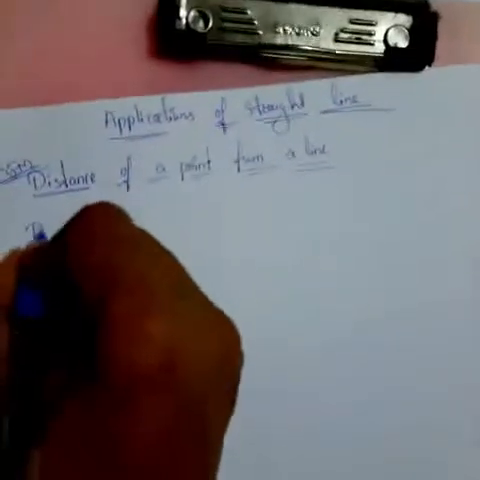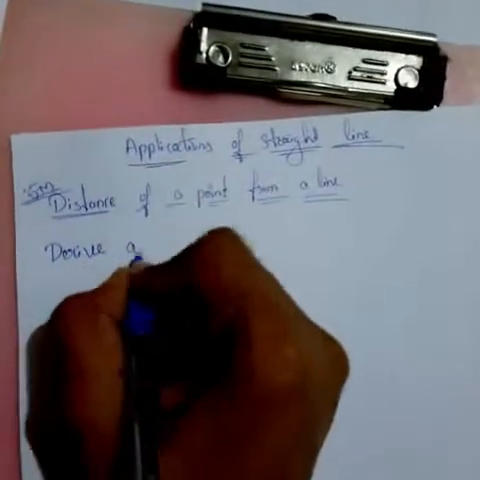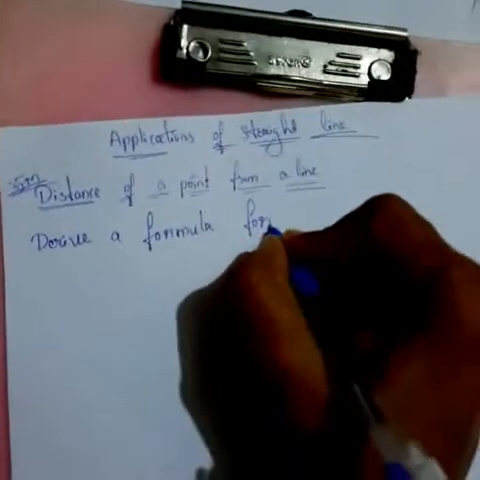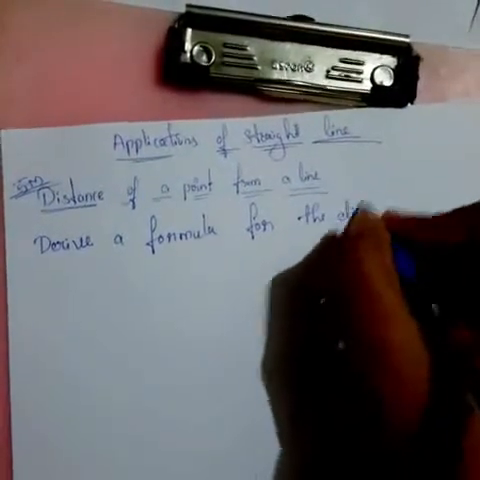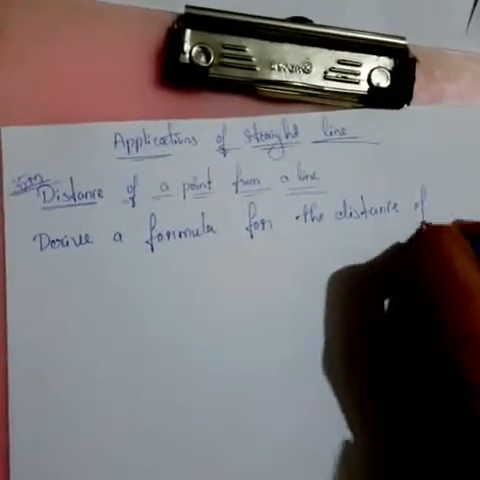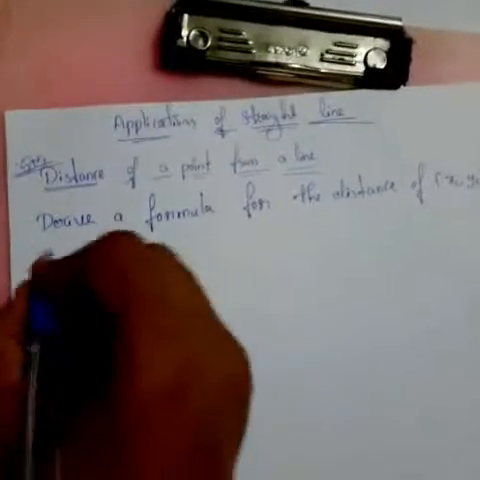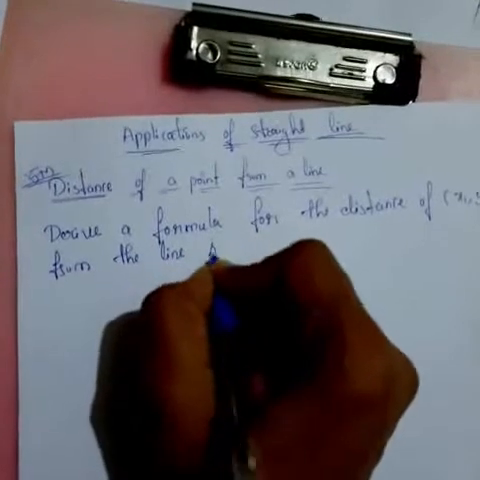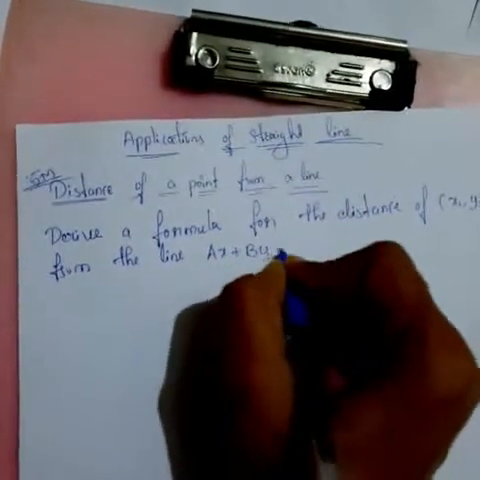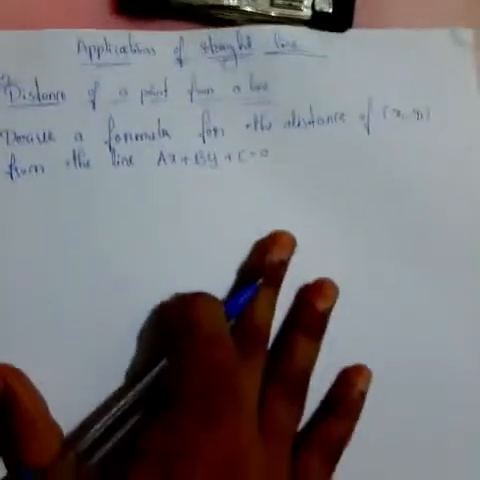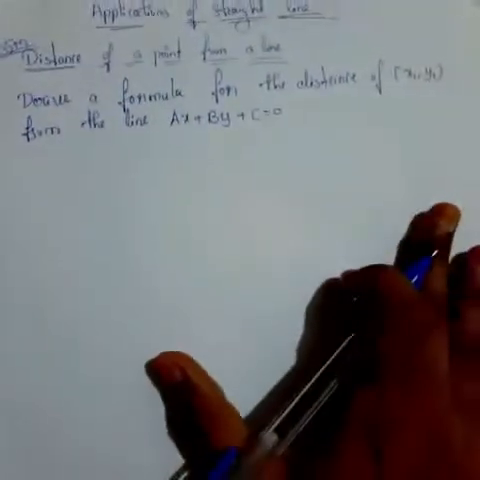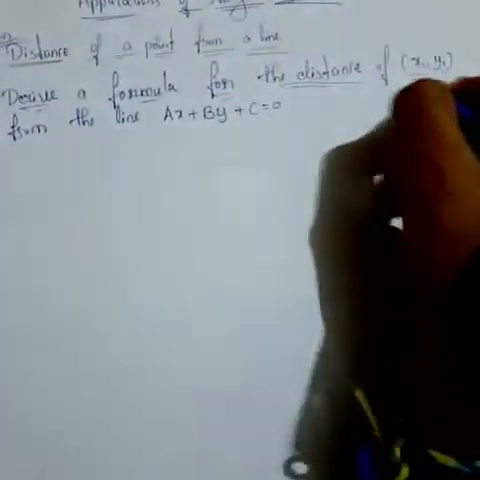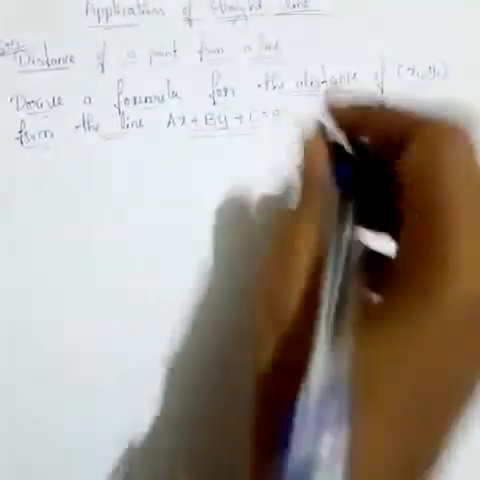They will ask like derive a formula for the distance of x1 comma y1 from the line ax plus by plus c is equal to 0. Okay, how to derive this one? See here, so easy it is. This is one of the important questions for the 5 marks.